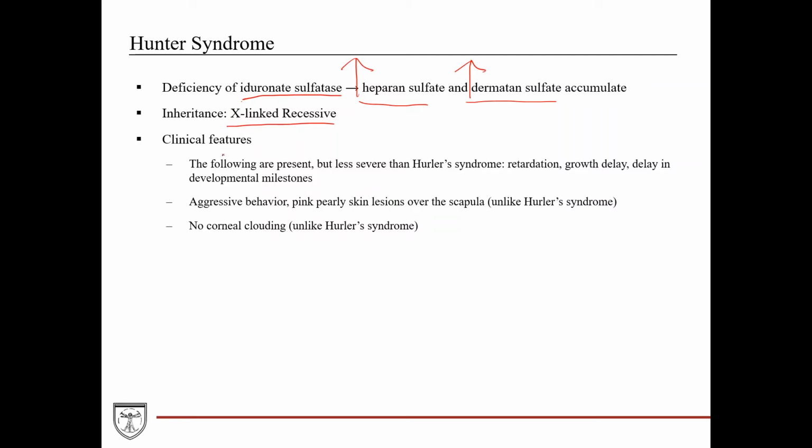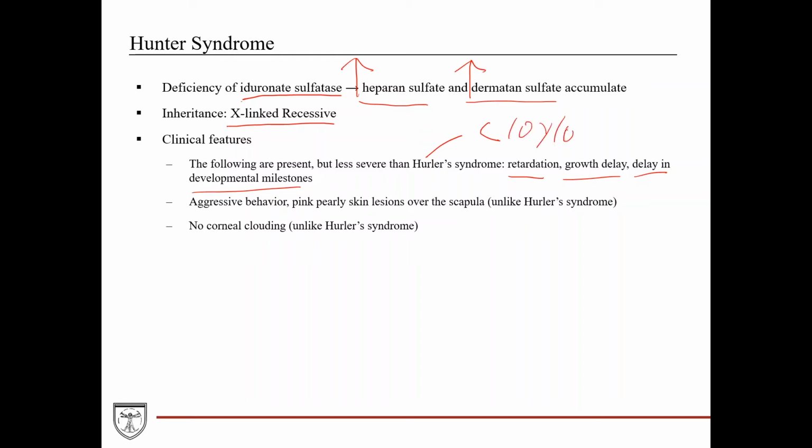Clinical features, very similar, but you could almost think of this as a milder version of Hurler syndrome. So you're definitely going to see many of the same neurocognitive disabilities, so retardation, growth delay, delay in developmental milestones, but to a milder degree compared to Hurler syndrome. That also impacts the life expectancy. So in Hurler syndrome, these patients often die before the age of 10.